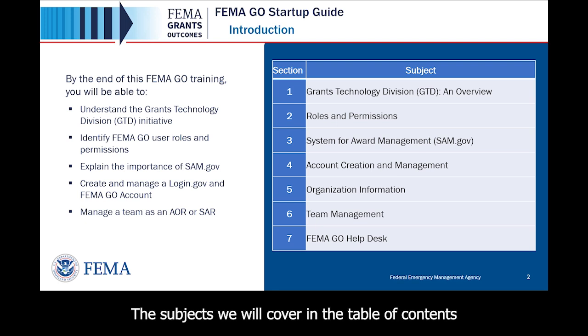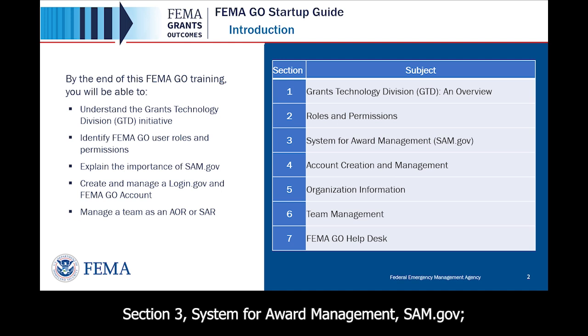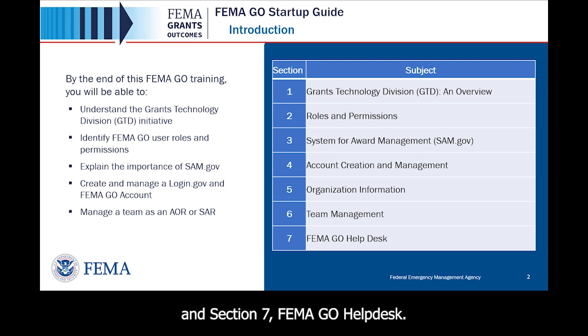The subjects we will cover in the table of contents include Section 1, Grants Technology Division, GTD, an overview. Section 2, Roles and Permissions. Section 3, System for Award Management, SAM.gov. Section 4, Account Creation and Management. Section 5, Organization Information. Section 6, Team Management. And Section 7, FEMA Go Help Desk.